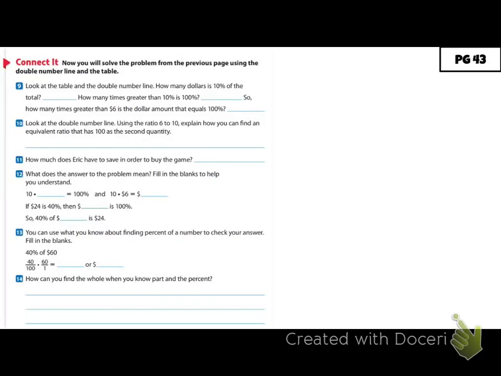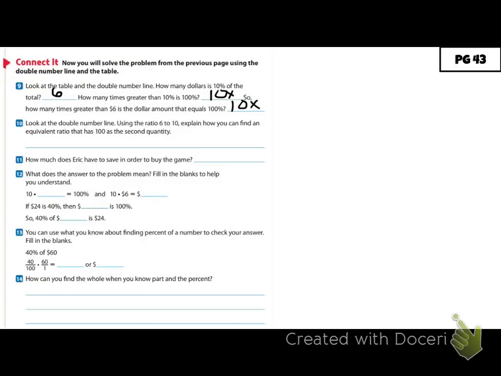Alright, number 9. Look at the table and the double number line. How many dollars is 10% of the total? If you look back, $6 is 10% of the total. So how many times greater than 10% is 100%? To go from 10% to 100%, it is 10 times greater. So how many times greater than $6 is the dollar amount that equals 100%? 10 times.